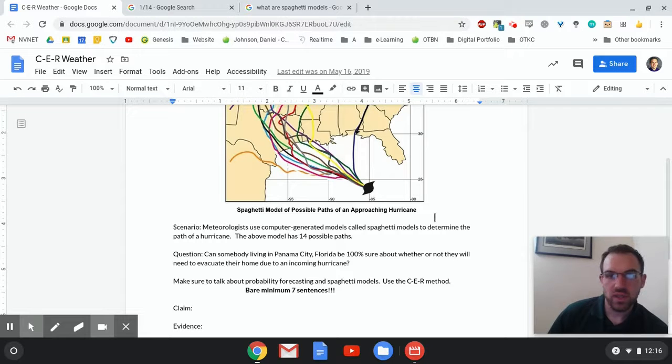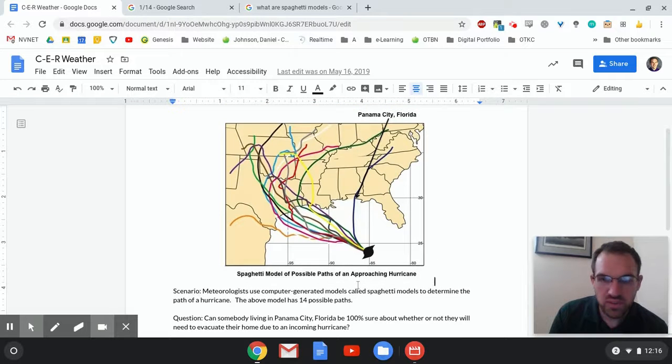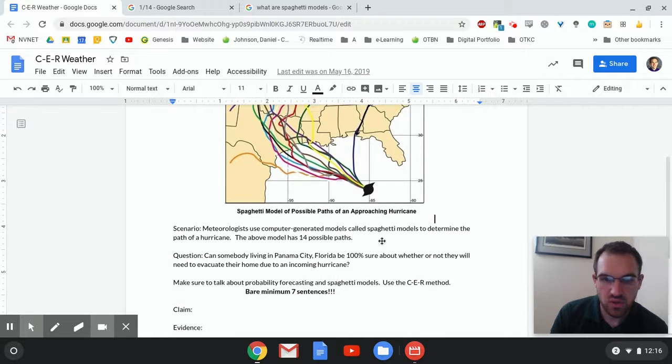So probability you think about all the time. So what's the probability of you flipping a coin and getting a heads, right? It's 1 out of 2, so it's 50%. If you roll a die, what's the probability of you hitting a 4? Well, there's one side of a 6-sided die that is a 4. So there it is, 1 out of 6. So now you should be able to figure out, well, what is the probability of it landing in Panama City, Florida, the path of this hurricane?